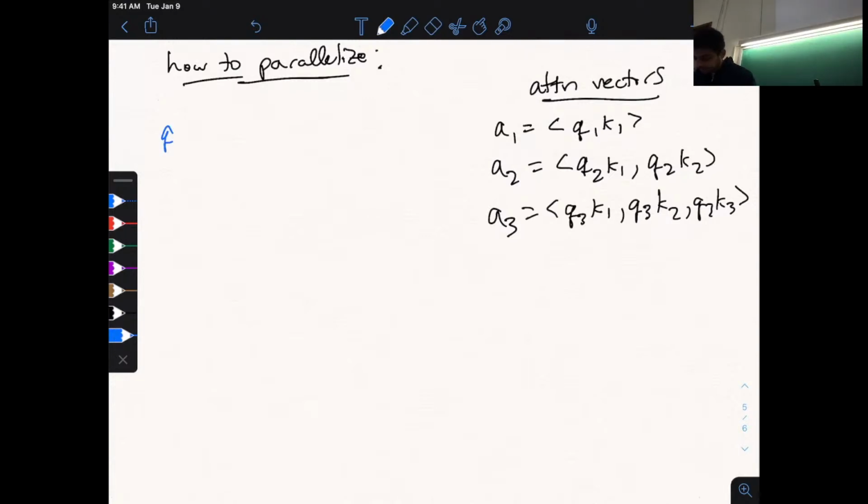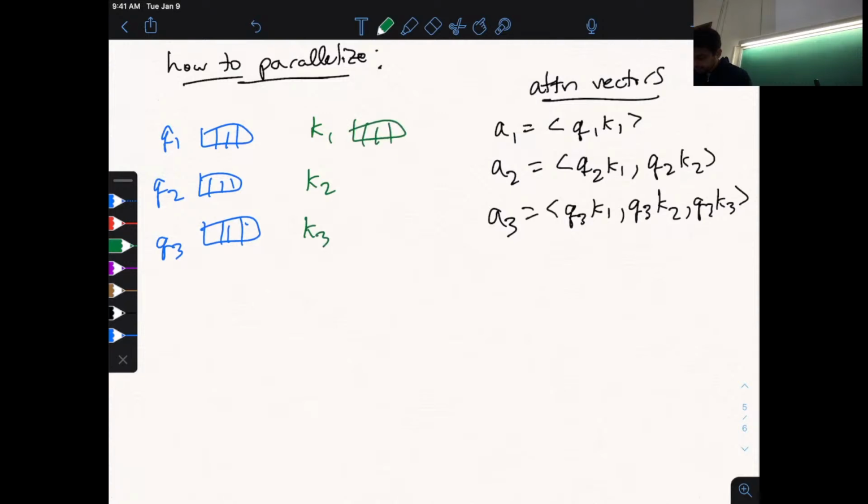All right, and now let's draw out our query and key vectors here. So I have Q1, Q2, Q3, and I also have K1, K2, and K3. And so I'm looking for a computation that will allow me to obtain all of these dot products that I need for A1, A2, and A3 in as few computations as possible. And if you look at this, you can start to see an easy way to do this.